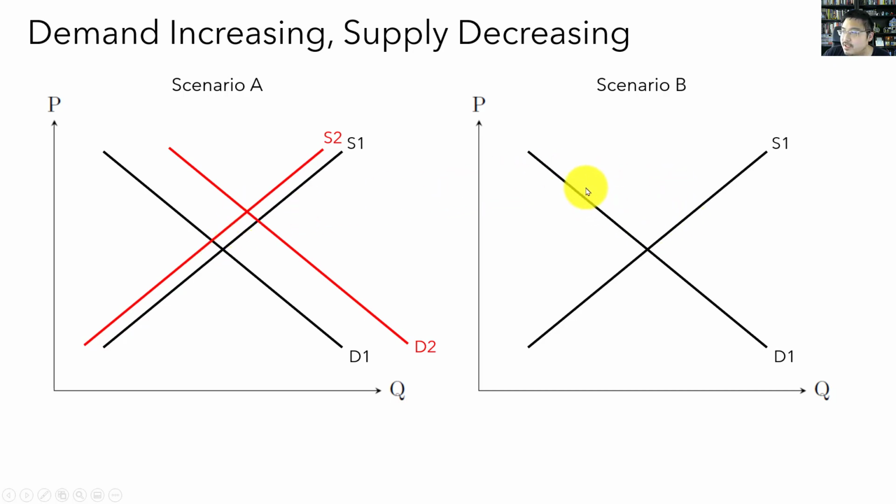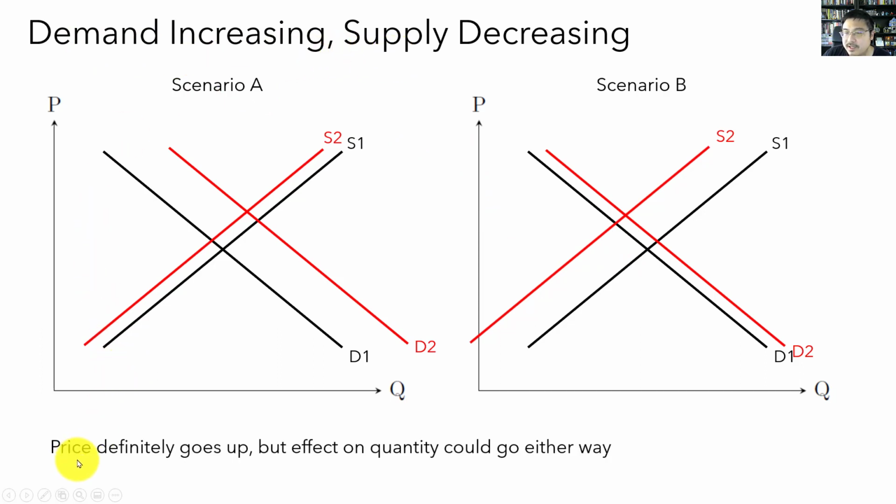In scenario B, demand goes up by a little, but supply goes down by a lot. All right, and if you look at the two equilibria, you see that price went up, but quantity actually went down this time, right? So in scenario A, price went up and quantity went up. In scenario B, price went up and quantity went down. So what can we say when demand increases and supply decreases? We can say that price is definitely going to go up, but that the effect on quantity could go either way.